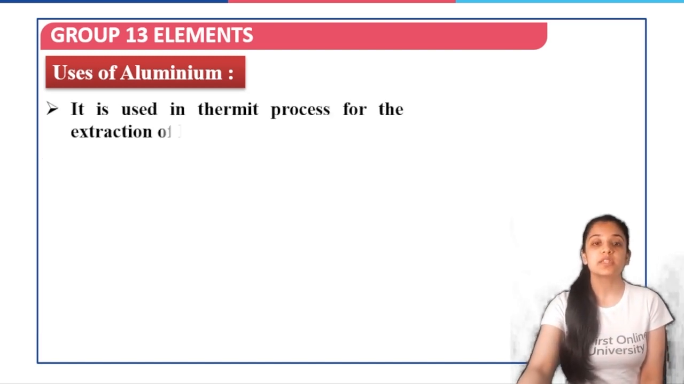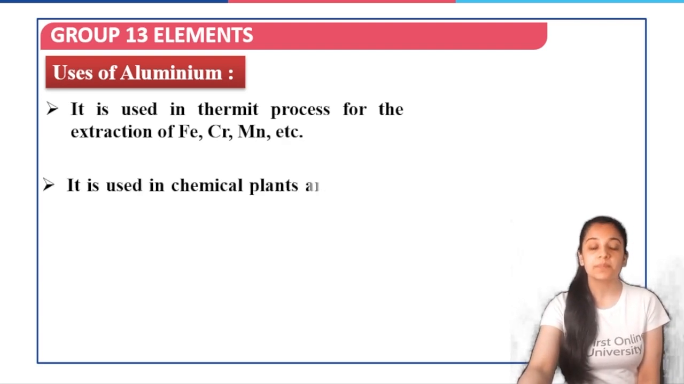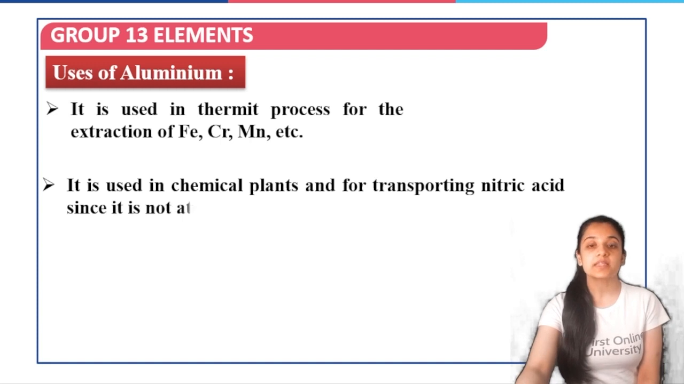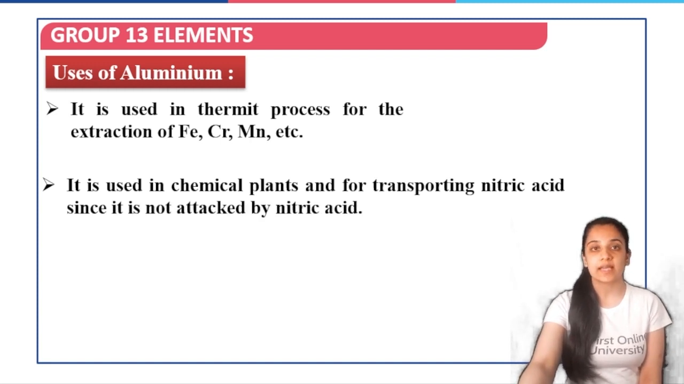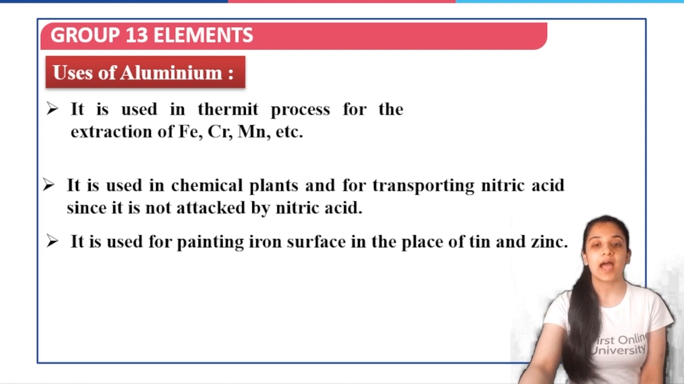Then it is also used in the thermit process for the extraction of iron, chromium, manganese, etc. Then it is used in chemical plants and for transporting HNO3, that is nitric acid, because aluminium is not attacked by nitric acid. Then it is also used in painting iron surfaces in place of tin and zinc.